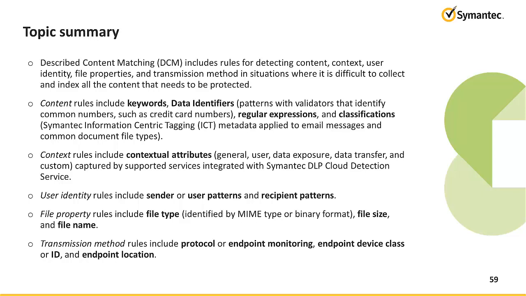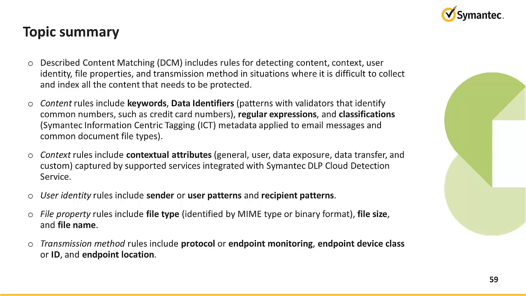To summarize, Described Content Matching, or DCM, includes rules for detecting content, context, user identity, file properties, and transmission method. DCM is useful in situations where it is difficult or impractical to collect and index all the content that needs to be protected. Content rules can include keywords, data identifiers, regular expressions, and classifications, meaning semantic information-centric tagging or ICT metadata or tags, which are applied to email messages and common document file types.